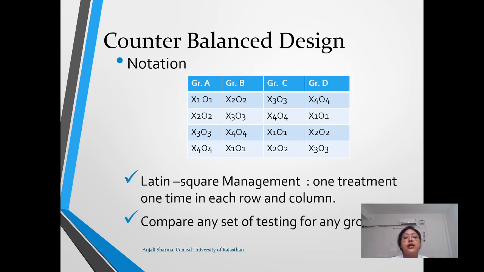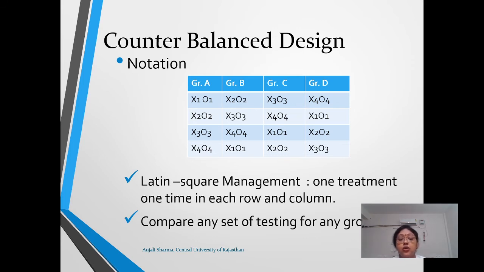But you see that in every group, like this X1 and X2, when group A will receive the X1 treatment, then group B will receive the X2, group C will receive the third treatment, and group D will receive the fourth treatment. So every group is receiving every treatment, followed by the testing, to see the impact of that particular intervention or treatment, but in a sequential manner, and this is called a counterbalanced design.